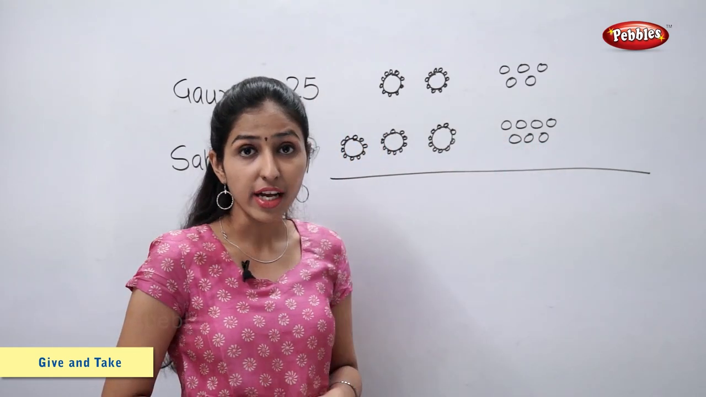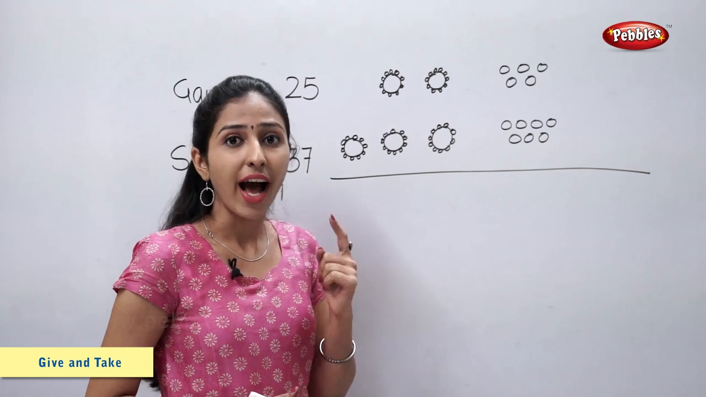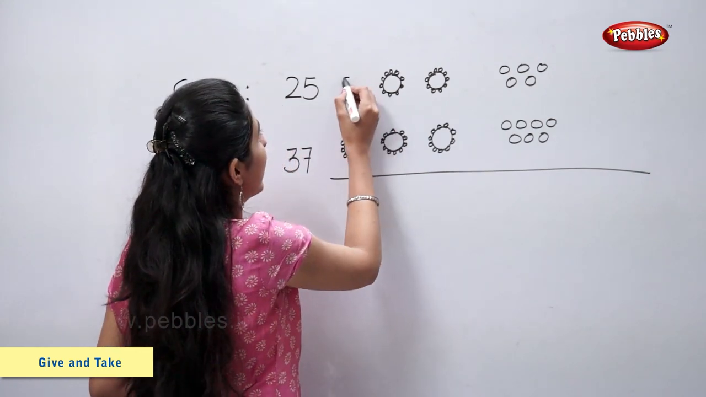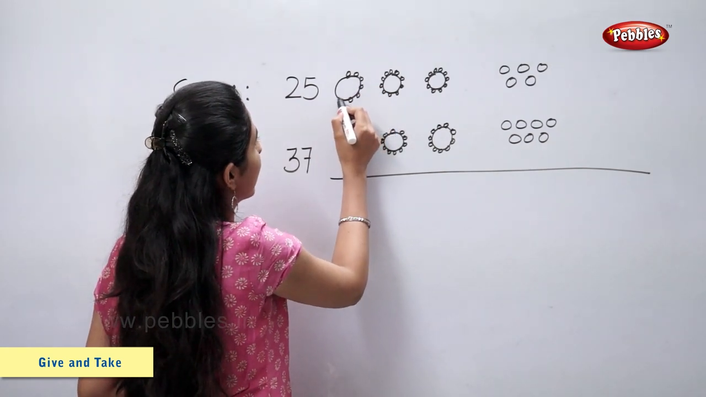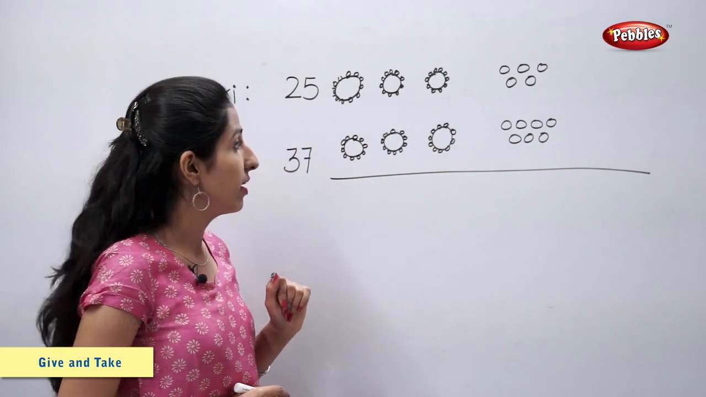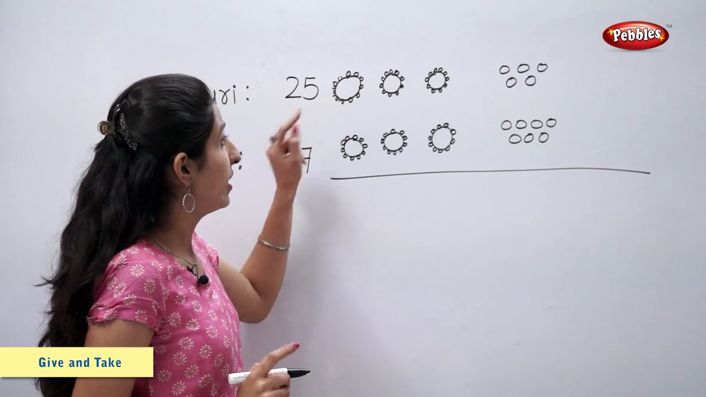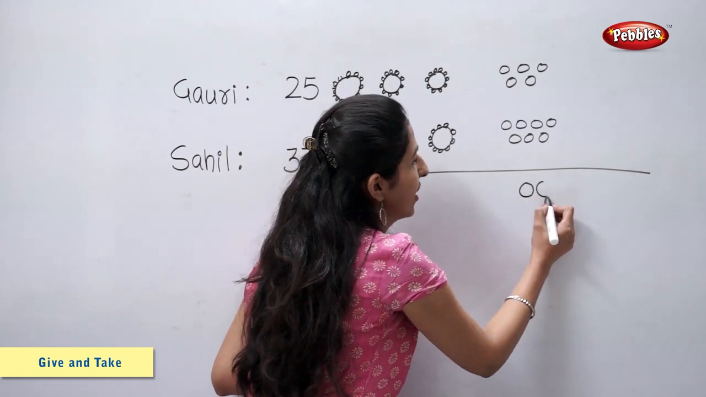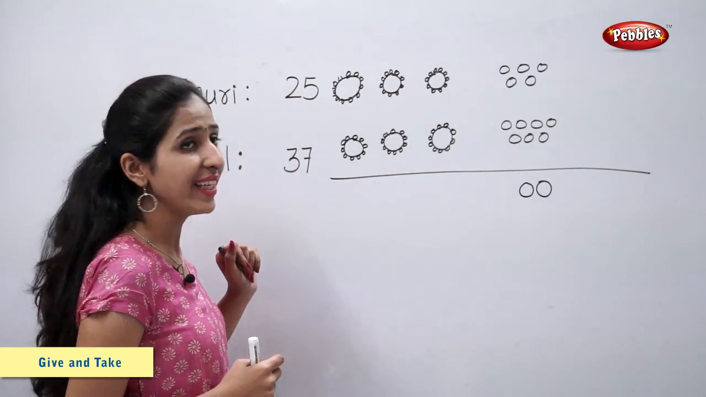1, 2, 3, 4, 5, 6, 7, 8, 9, 10, 11, and 12. There are 12 loose pearls. So students, out of these 12 loose pearls, I can make 1 bangle of 10 pearls. One bangle of 10 pearls. We have 12 loose pearls. I made one bangle of 10 pearls. So now we are having 2 loose pearls. Let us count total number of bangles.